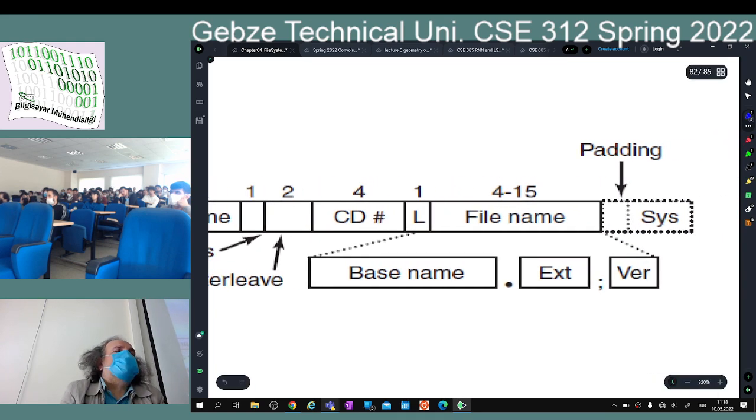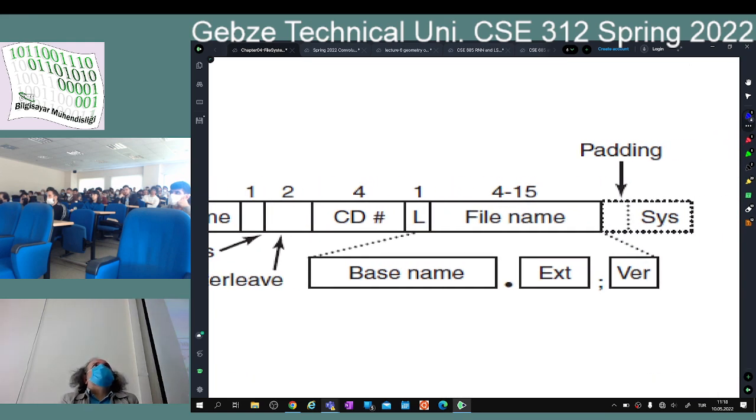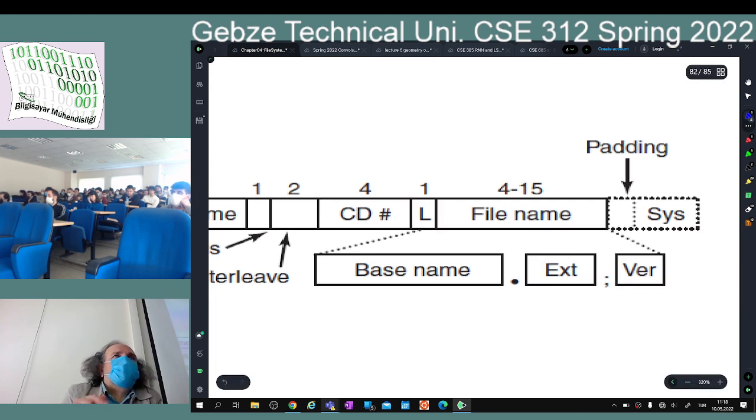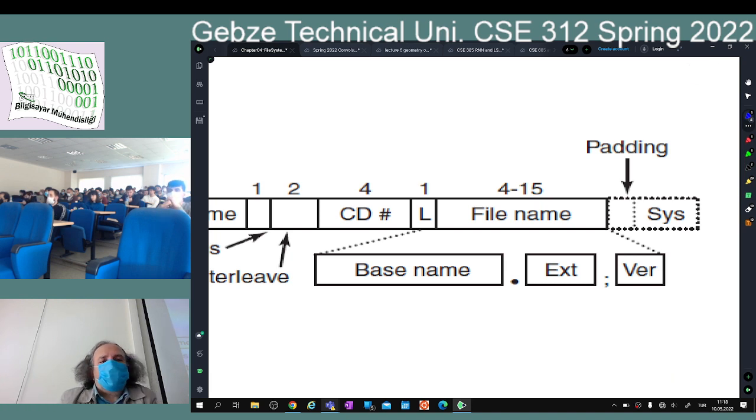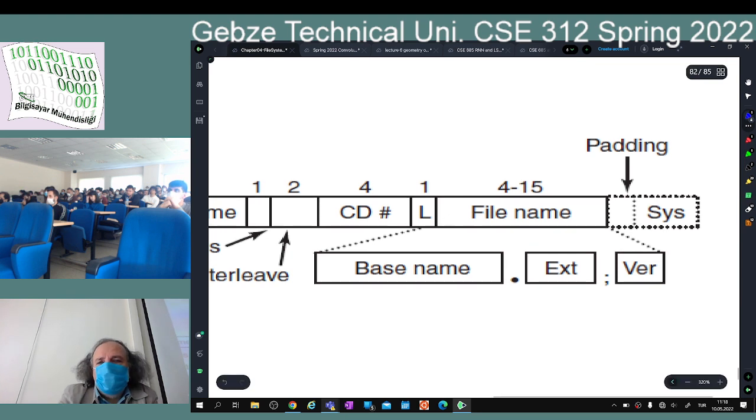CD number is, for some libraries, one CD is not enough. Let's say I have 10 CDs for that library, okay? And this one says that you are going to find this file in CD-ROM number 5 and etc. And then after that, I have my file name.